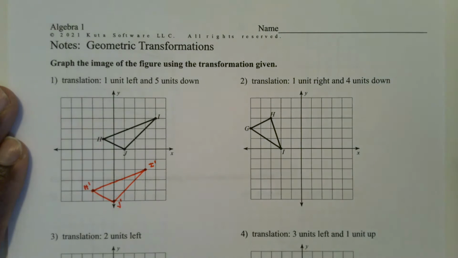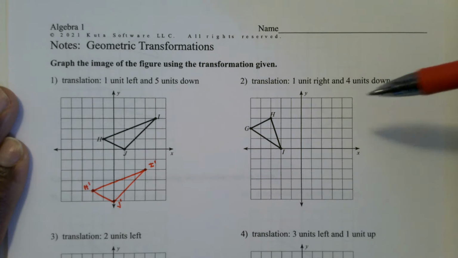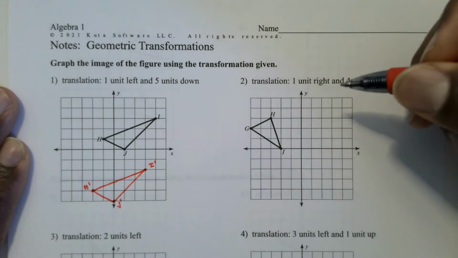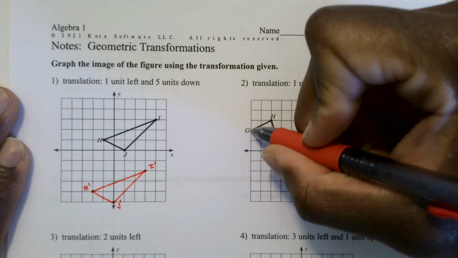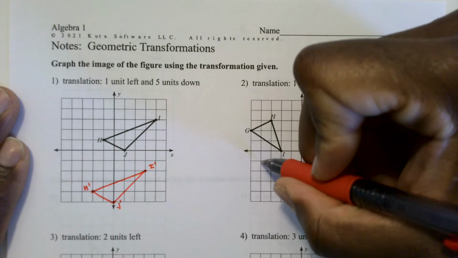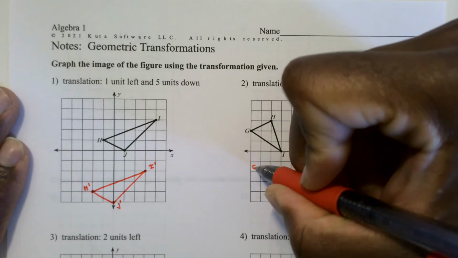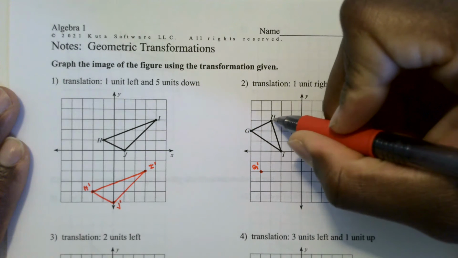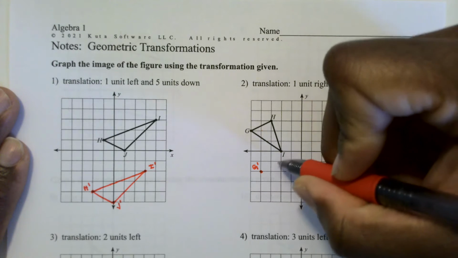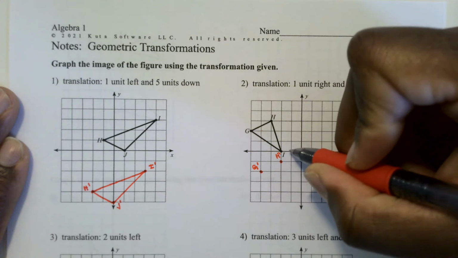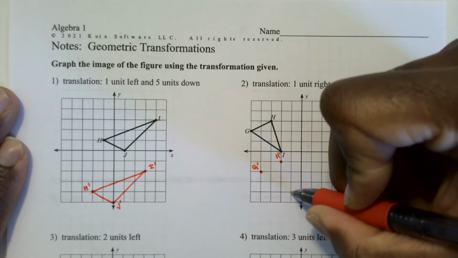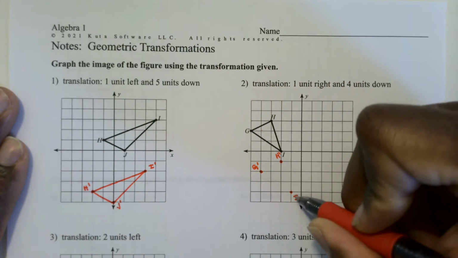All right, so question number 2 asks us to translate triangle GHI 1 unit to the right and 4 units down. All right, so we're doing the same thing that we did in question number 1, but instead of going 1 unit to the left, we're going 1 unit to the right and then 4 units down. All right, so G 1 unit to the right and 1, 2, 3, 4 units down. Now we have G prime. Then we're doing the same thing with H, 1 to the right and 1, 2, 3, 4 down, giving us H prime. And then last but not least, I, 1 to the right and 1, 2, 3, 4 down. And now we have I prime.